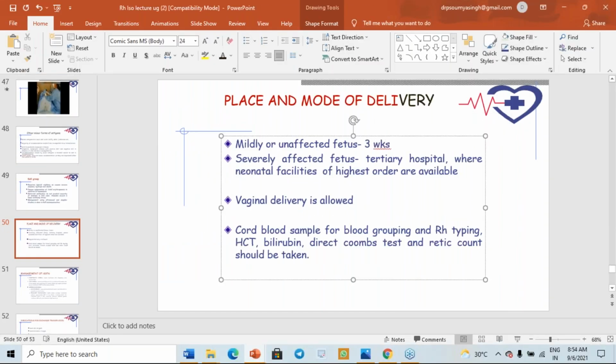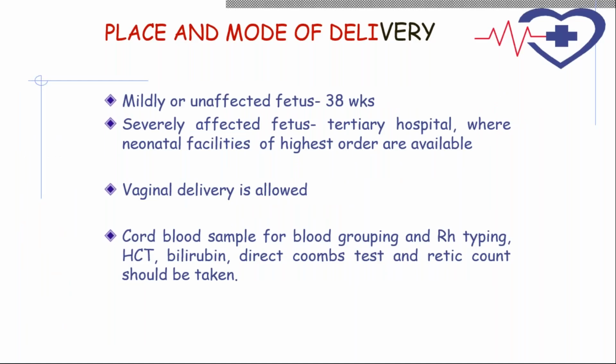Then severely affected pregnancies, we have already told you, they have to be managed by fetal medicine people and by neonatologists. So it should be a tertiary center with all the facilities available, both for intrauterine transfusion and postnatal management of the neonate. And vaginal delivery is allowed. Very, very important: please send the cord sample for blood grouping and RH typing, hematocrit, bilirubin, and DCT. Next slide, please.